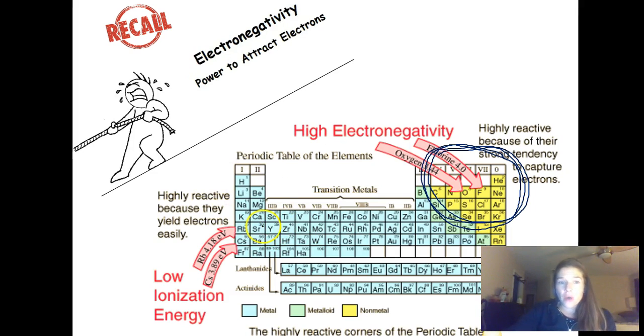Because they have a low ionization energy, it's going to be really easy to just pull those electrons off of them because they want to get rid of them in order to reach their octet. These guys want to gain them. So having these two variations between the trends makes total sense. These that are highly electronegative are really reactive because they have a very strong tendency to capture electrons. They just want to rip electrons off of everything. These are also highly reactive because they really want to get rid of their electrons. So they give up their electrons really easily so that they can achieve their octet.